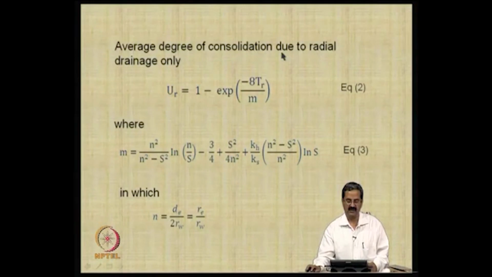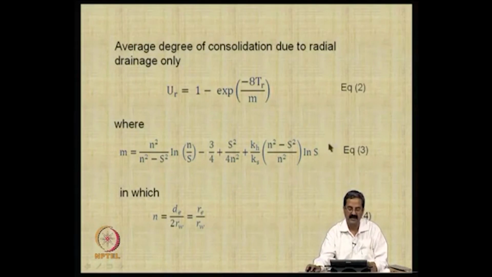So, the average degree of consolidation due to radial direction only. This is an expression which is derived, and this term M is given in terms of n squared divided by n squared minus 1, and so on, where s is the spacing of the drains. This expression involves the permeabilities: k_h, the permeability of the soil in the horizontal direction, and k_s, the permeability in the smear zone.